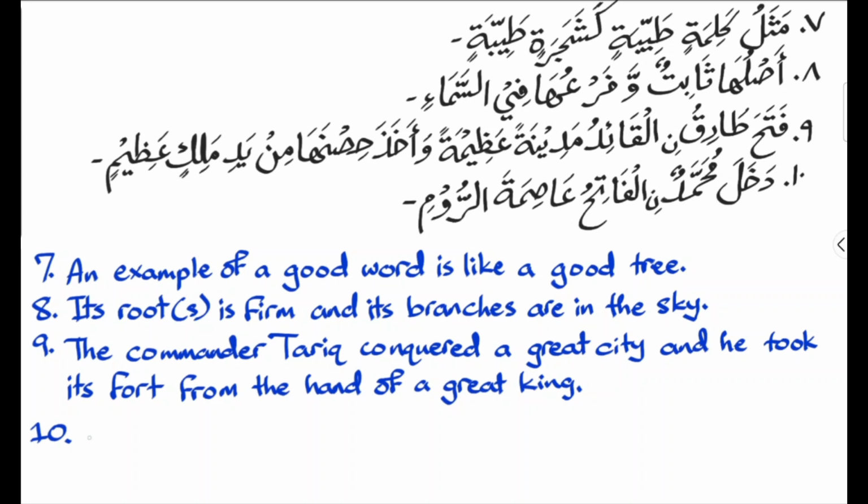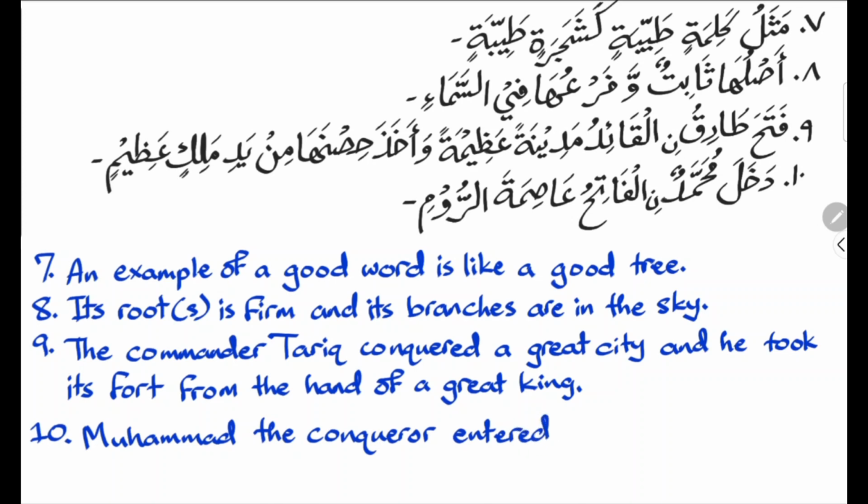محمد الفاتح. Muhammad the conqueror, you could also have said the conqueror Muhammad, but this sounds more likely. Muhammad the conqueror, دخل, entered, عاصمة الروم, Rome's capital. عاصمة is capital, that's the mudaf. الروم is mudaf ilayh, and that's why the meem is getting a kasra, because it's mudaf ilayh, and mudaf ilayh always gets a kasra.